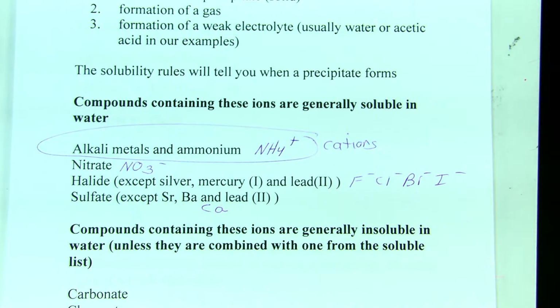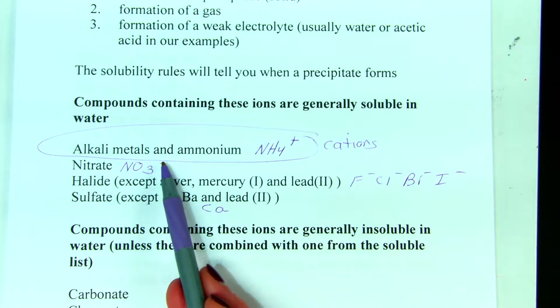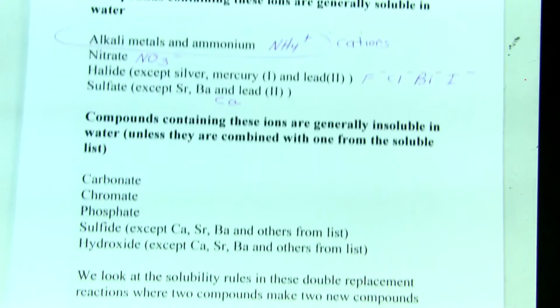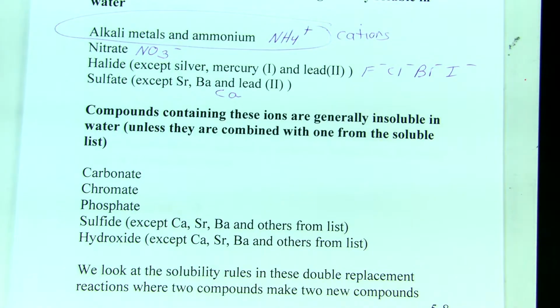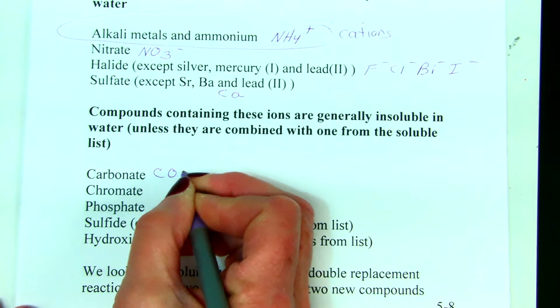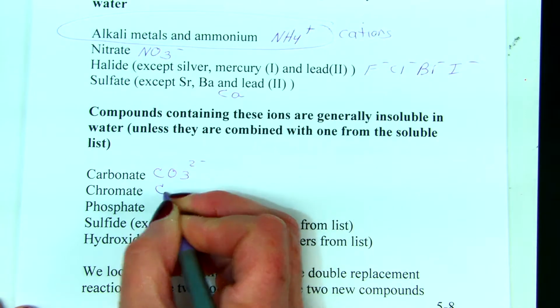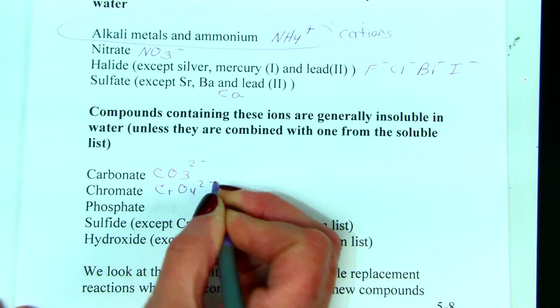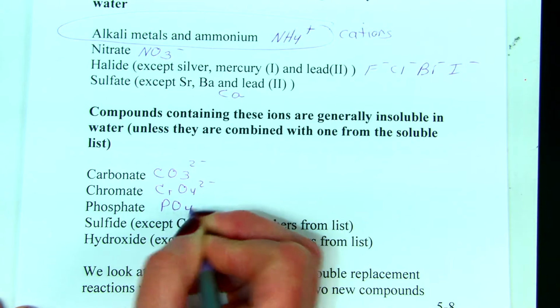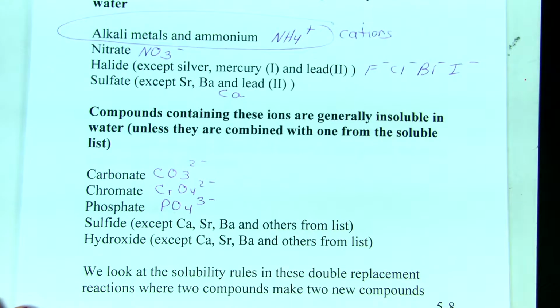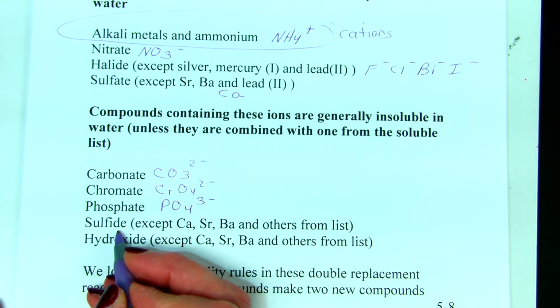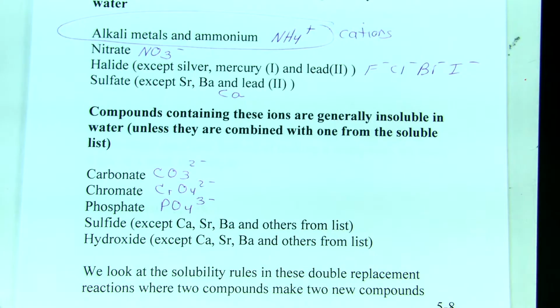Now, we also have a list of ions that are generally insoluble. If you want to get these insoluble ions in solution, you have to hook them up with something from this list. So, carbonate, CO3 2-, chromate, CrO4 2-, phosphate, PO4 3-. Sulfide is generally not soluble.